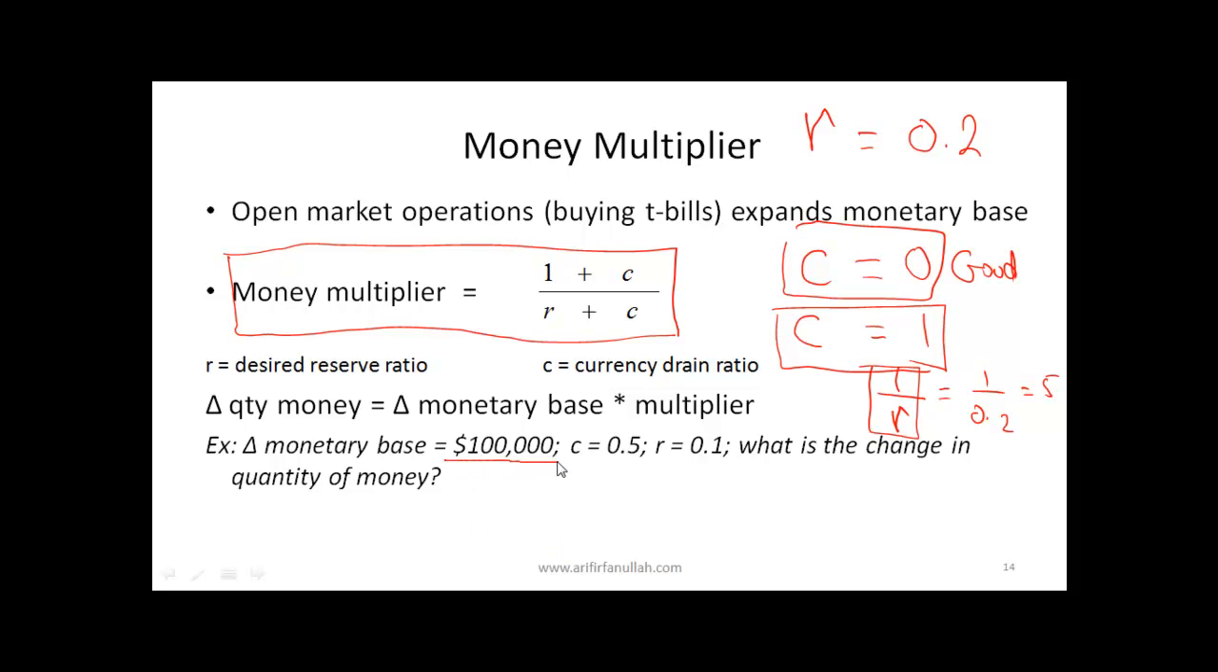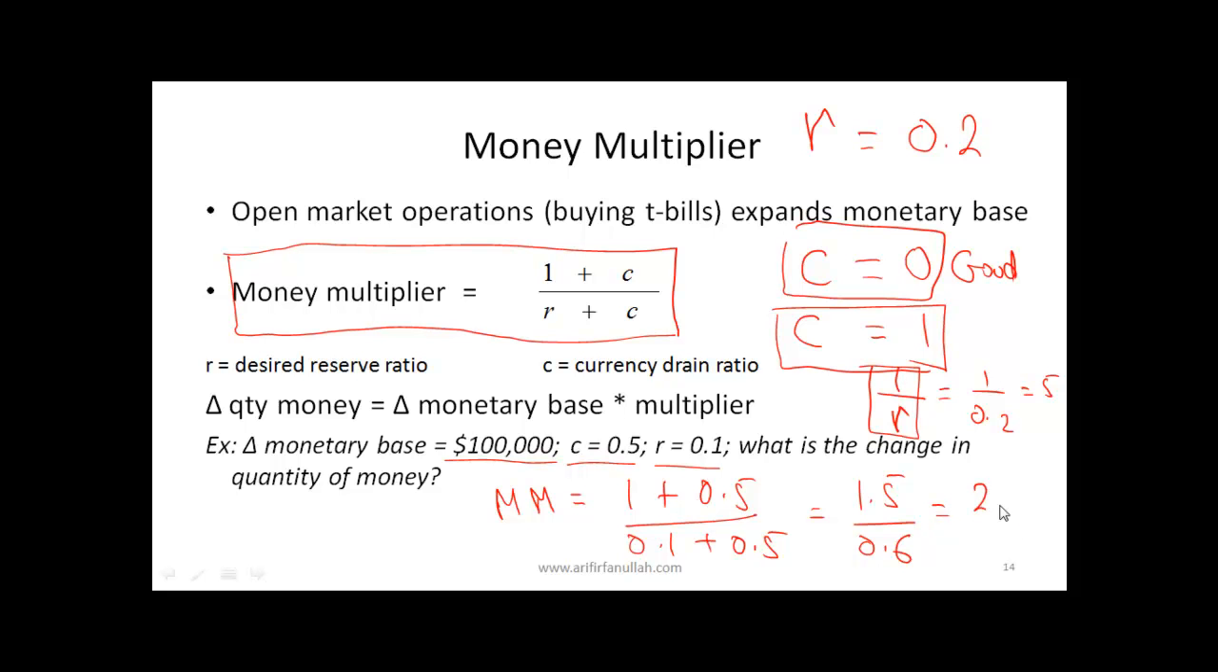If your monetary base is 1,000, that means $1,000 were printed and injected into the economy. Will the money supply go up or not? It will go up. How much it will go up depends on the drain ratio and the reserve ratio. Is that logical? Can you do this calculation very quickly? What is the money multiplier? It is very simply (1 plus 0.5) divided by (R, which is 0.1, plus 0.5). So this is simply 1.5 divided by 0.6.